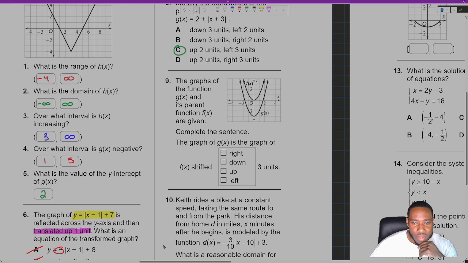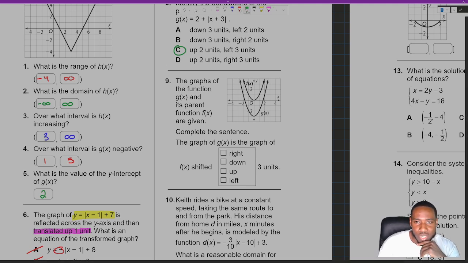Number 9 here deals with more transformations, but this one's even easier. It says the graphs of function g of x, which I'll circle in red here, and f of x, I'll circle in green, are shown where f of x is the parent function. So that's the original one, that's the base one, that's the one where we take whatever we're doing to it, apply it to it, and now it becomes g of x. They're asking us to complete the sentence, and so the sentence reads, the graph of g of x is the graph of f of x shifted blank 3 units.